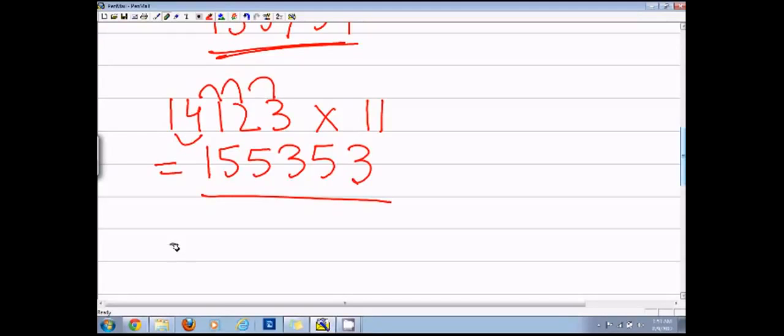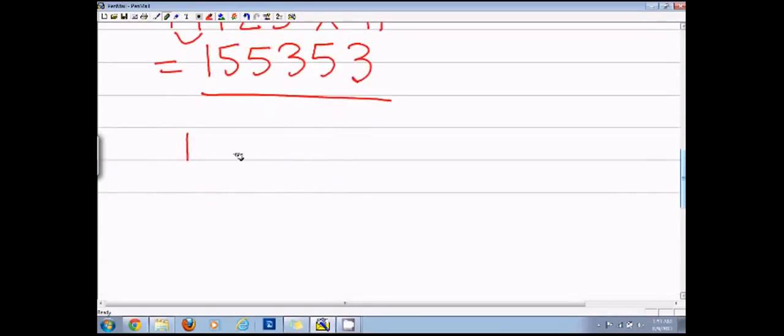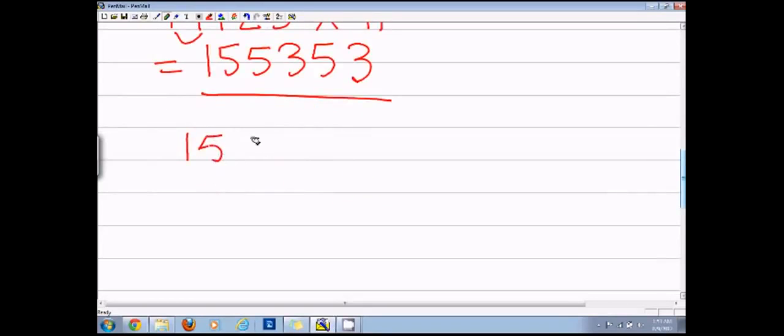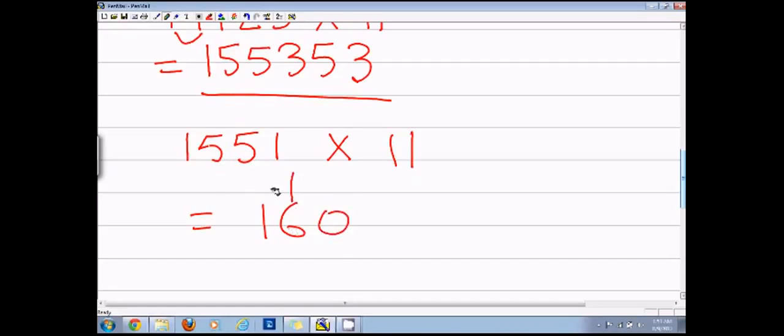For example, I have 551 and I want to multiply it by 11. In this case I will have 1, and then 1 plus 5 is 6, and then 5 plus 5 is 10. So I write 1 here and carry, and then 5 plus 1 is 6, and then 1. So the answer will be 17061. Am I correct or not?